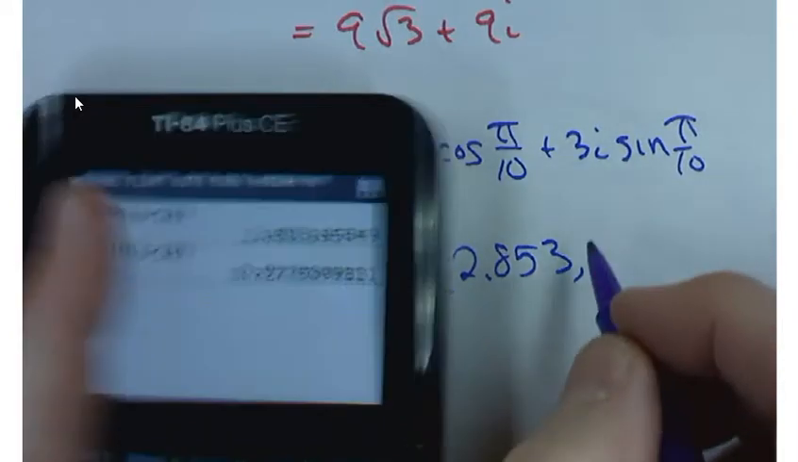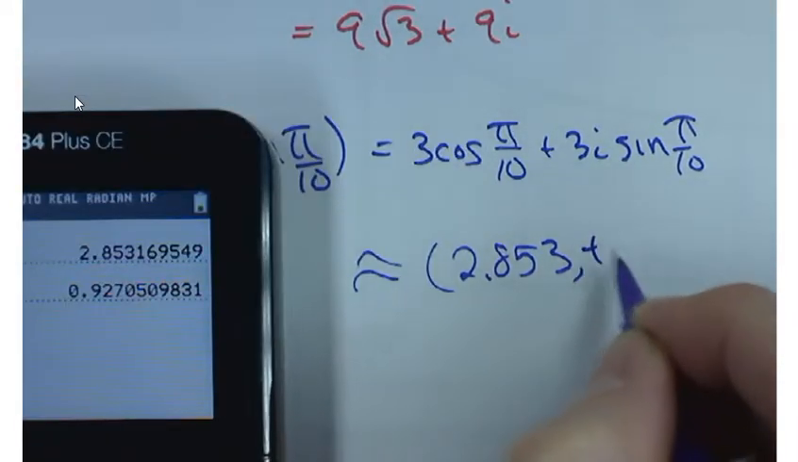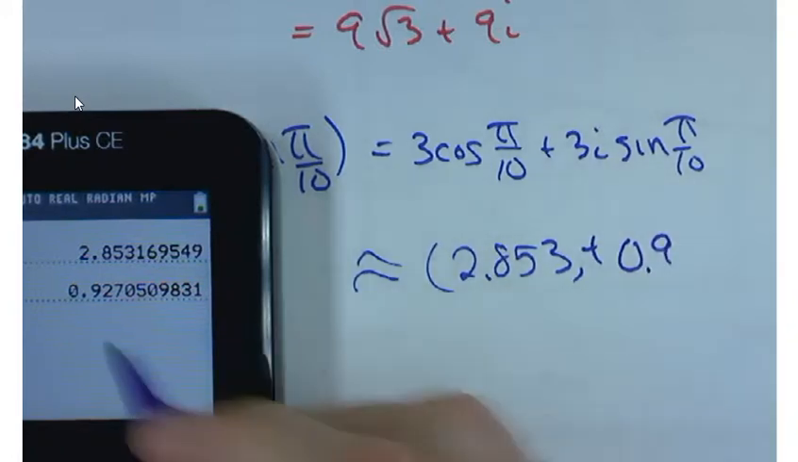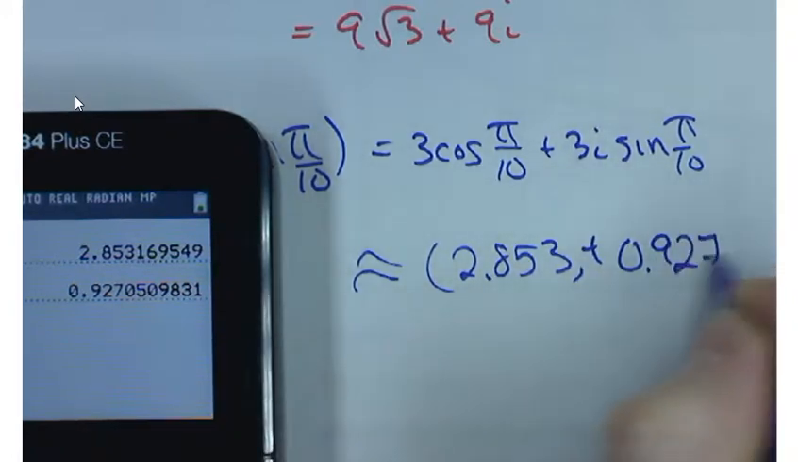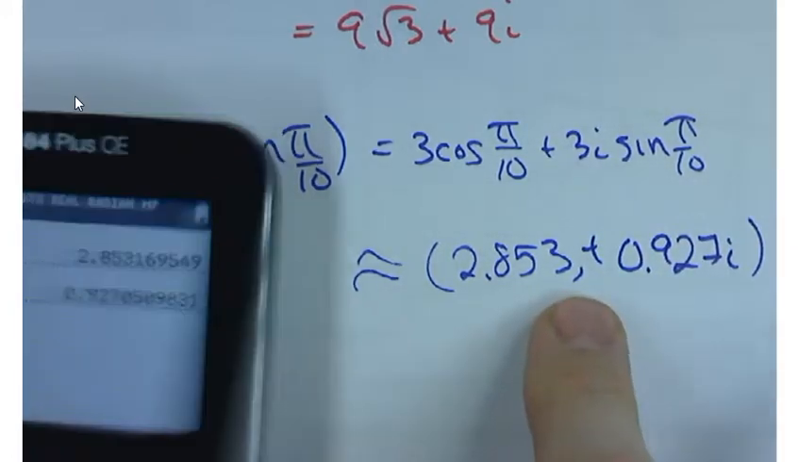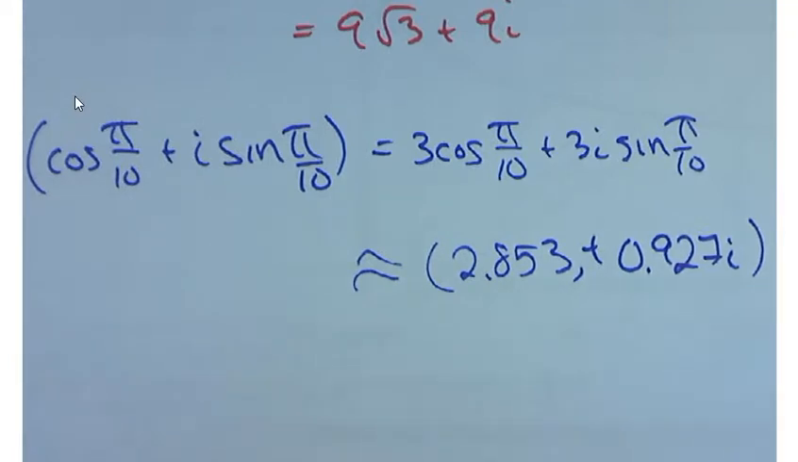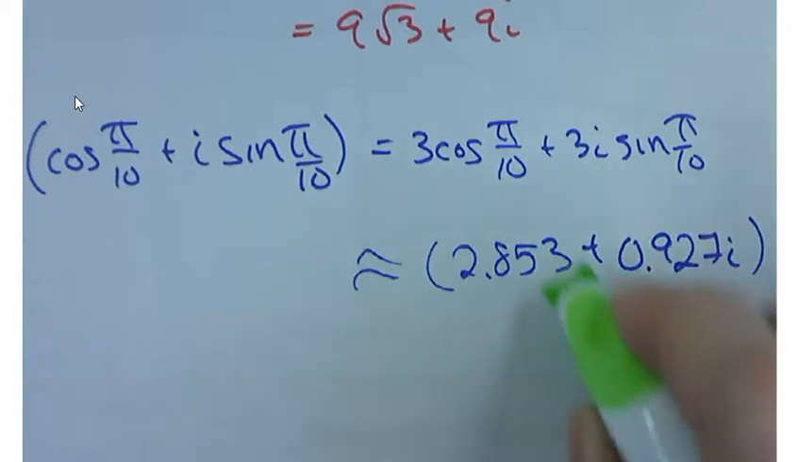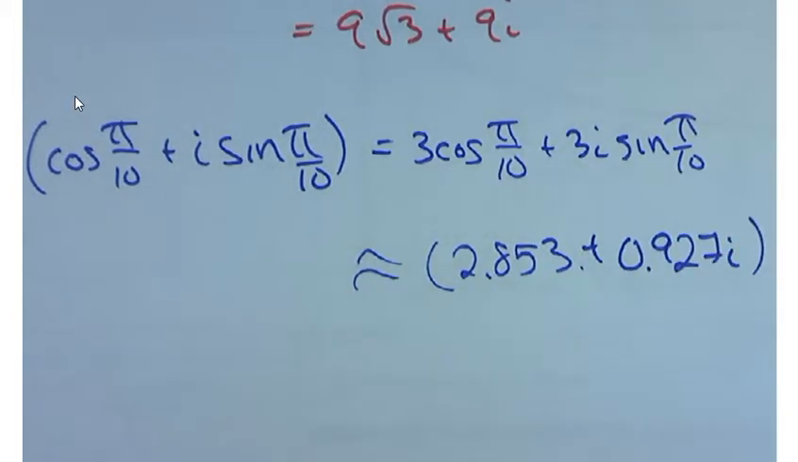And actually, not like that. I'll do it like this. Plus 0.927 times i. Don't forget the i, because this is a complex number. For a second, I was going to write it as an ordered pair, but it's not an ordered pair.